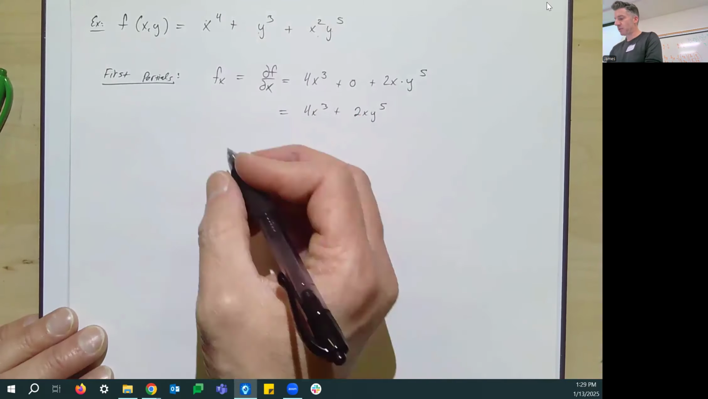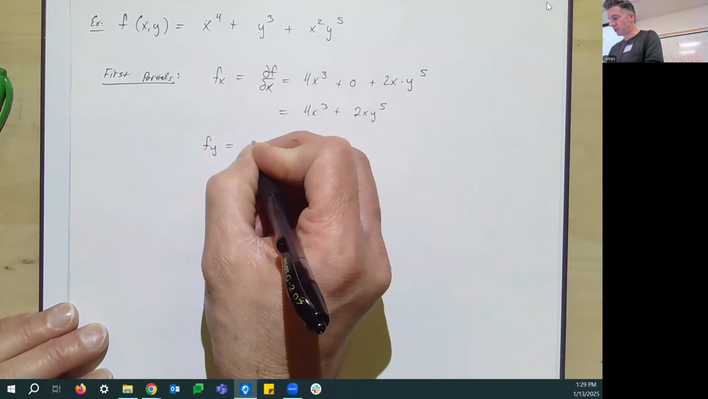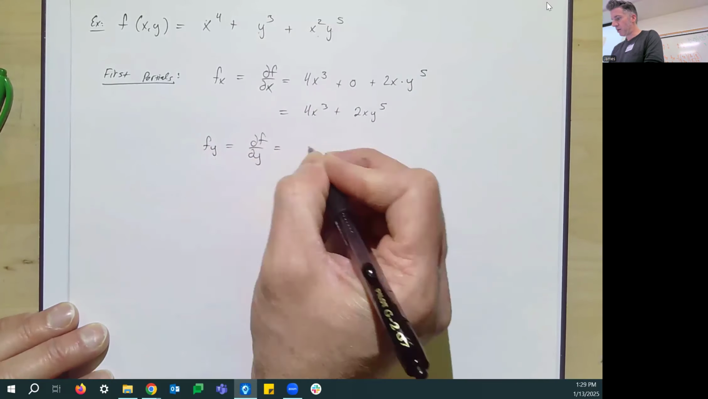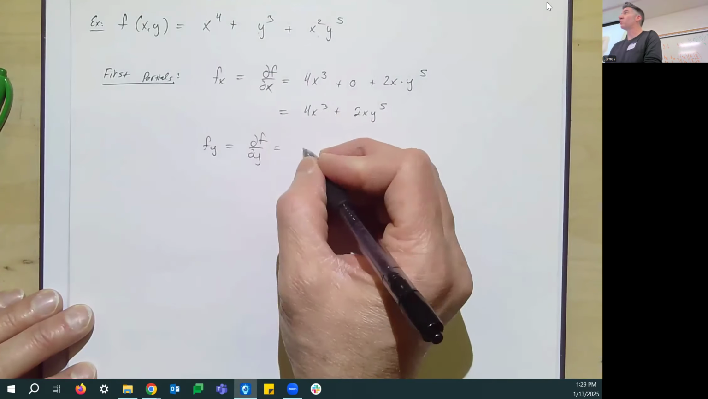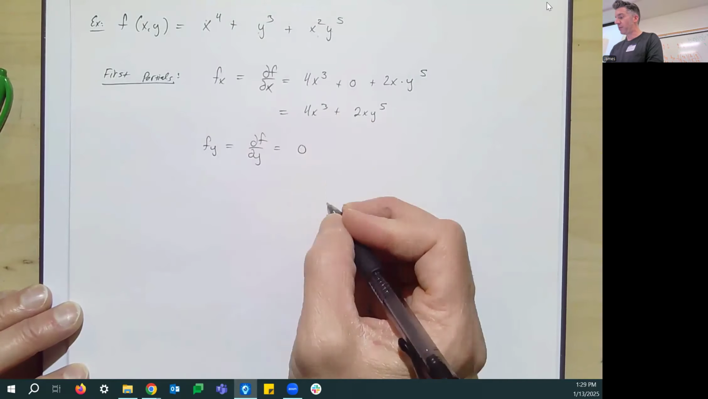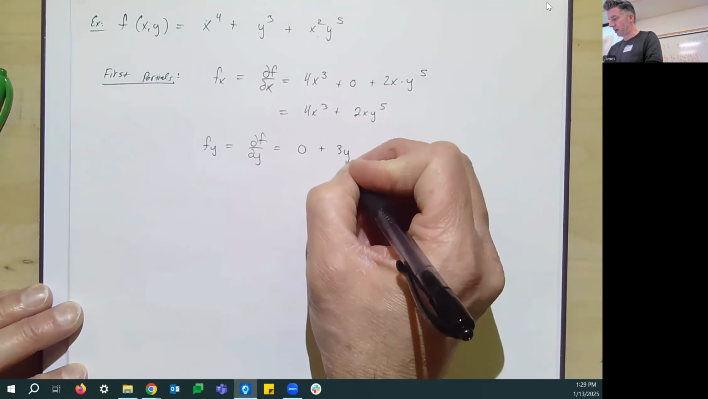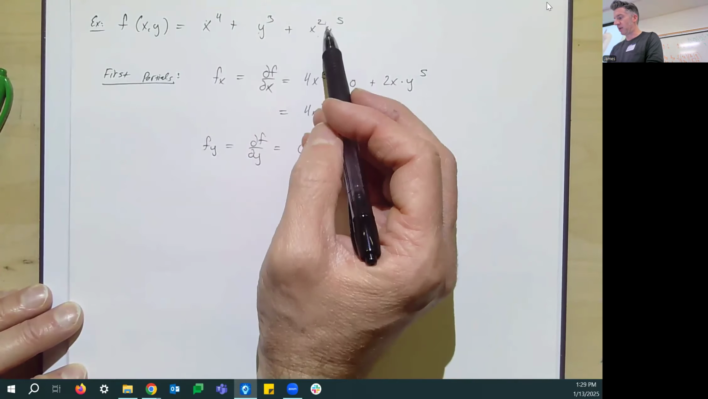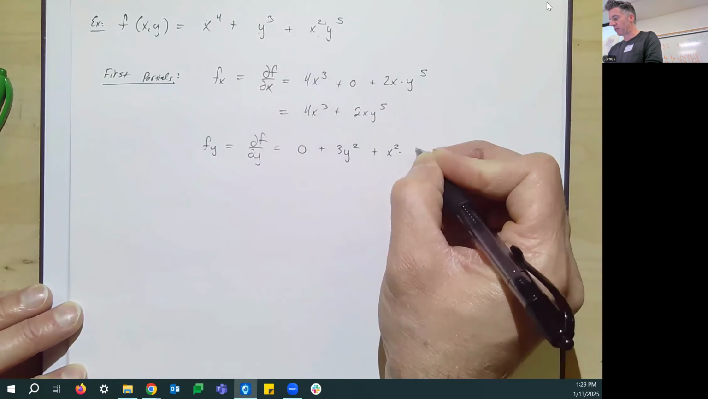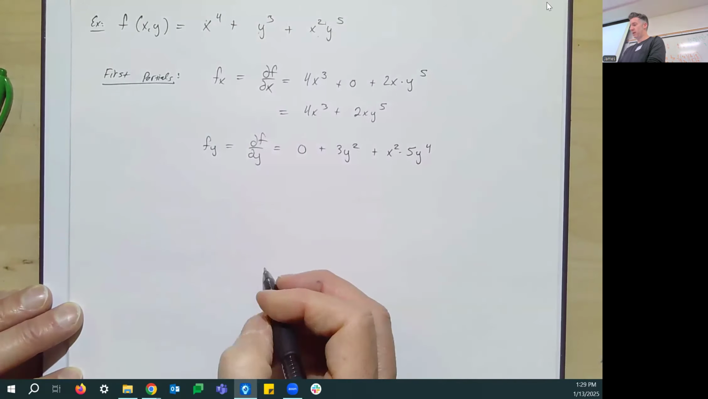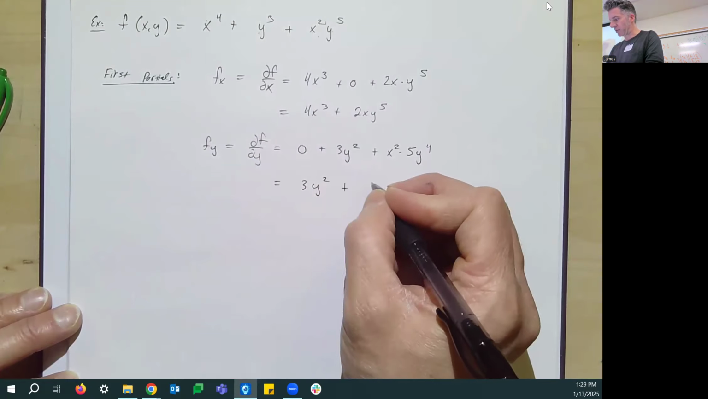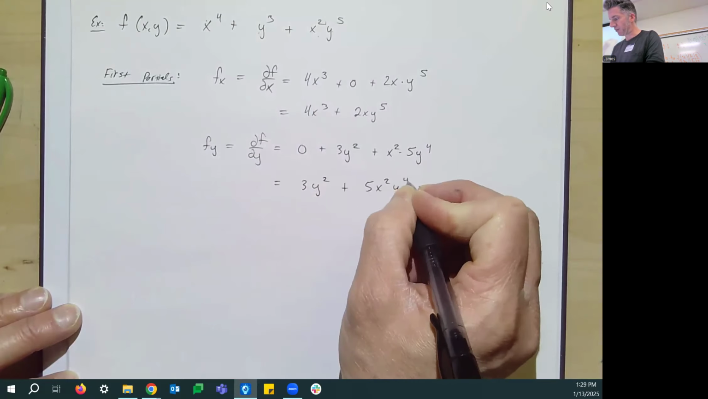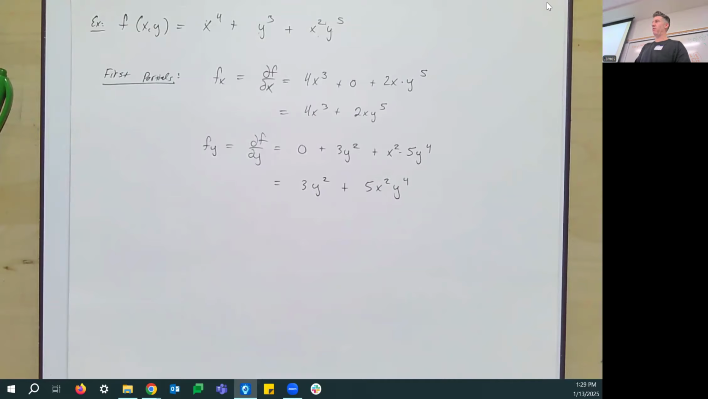In a similar way, the partial with respect to y, which is del f del y, now we flip the script and we treat x as a constant. So x to the fourth is like 2 to the fourth, whose derivative is 0. The derivative of y cubed is 3y squared. And the derivative of this constant times y to the fifth is x squared times 5y to the fourth. Again, I would simplify this just a touch and write it as 3y squared plus 5x squared y to the fourth. It's pretty standard to write constants out in front of the variables.